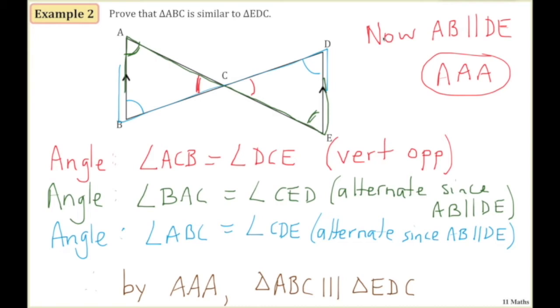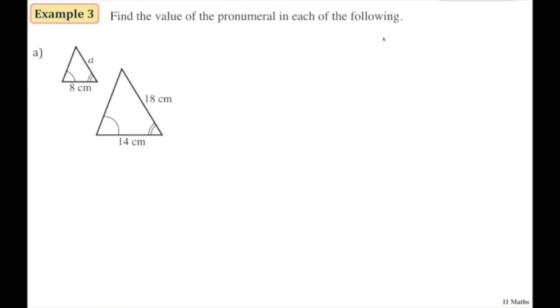Right, let's progress to our next example. So we go to example 3. Now, for example 3, it says to find the value of the pronumeral. Now, with these shapes, if I look at them, I can see that they are parallel. Not parallel. I can see they're similar. The reason I know they're similar is because I've got 3 equal angles.